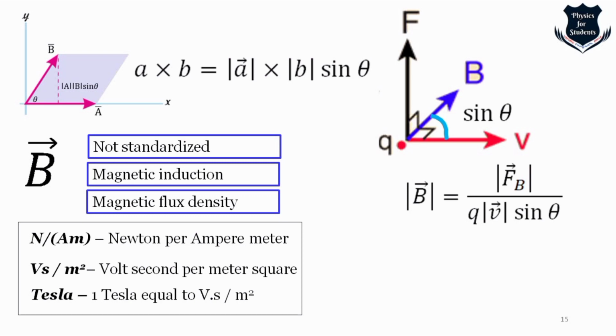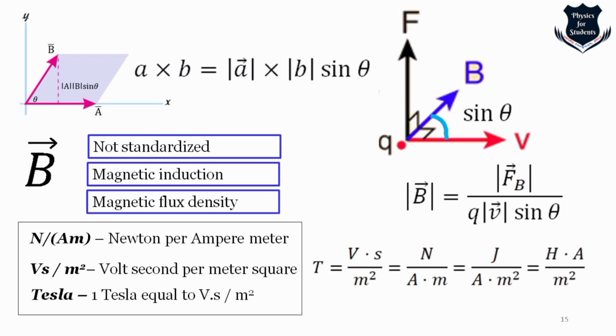This is volt-second per meter squared. Then we have Tesla and so on. So these are kinds of measurement, and 1 Tesla equals V·s/m², which is similar to Newton per ampere meter, equal to Gauss, and so on. This is an understanding of what magnetic fields are. Because it is not standardized, sometimes we call it magnetic induction, sometimes magnetic flux density, whatever we call it. It has been measured, and these are the units.